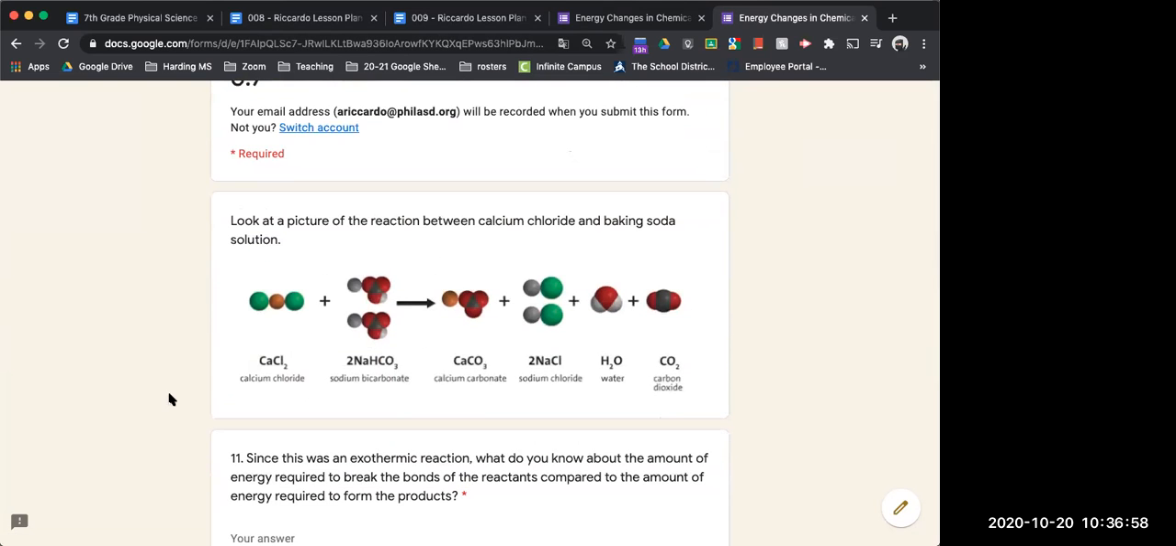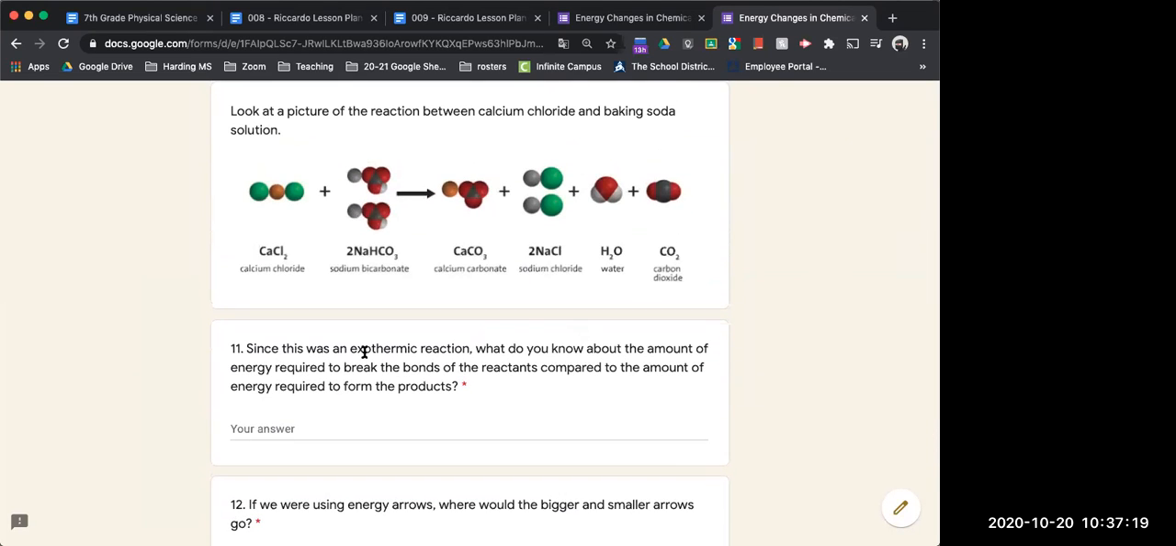Look at the picture of the reaction between calcium chloride and baking soda solution. Calcium chloride, 2 sodium hydrogen carbon oxygen 3, makes calcium carbonate, 2 sodium chloride, 1 water, 1 carbon dioxide. Since this was an exothermic reaction, what do you know about the amount of energy required to break the bonds of the reactants compared to the amount of energy required to form the products?